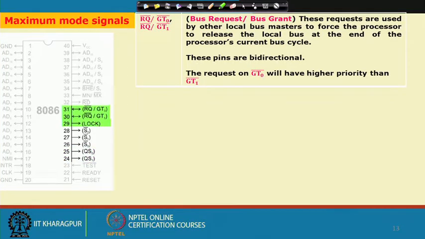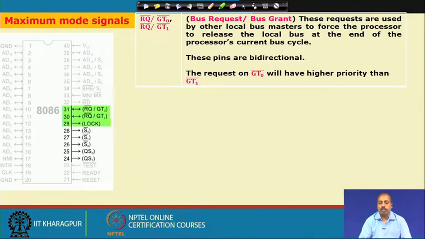Then these RQ and GT lines, so bus request and bus grant lines. These are used by other local bus masters to force the processor to release the local bus at the end of the processor's current bus cycle. Just like in minimum mode we had the hold and hold acknowledge lines, in maximum mode we have these request and grant lines.